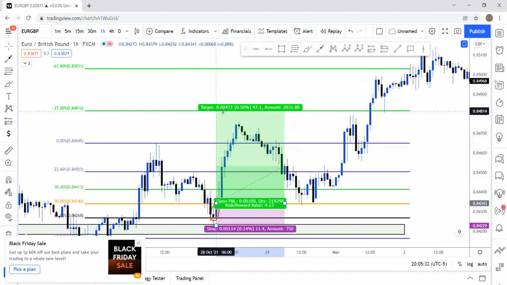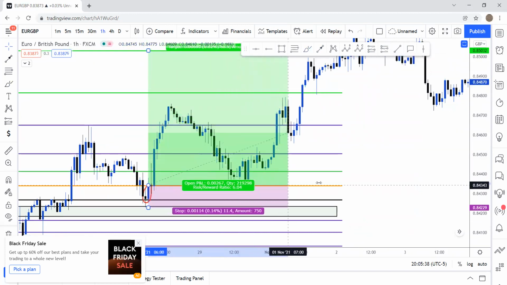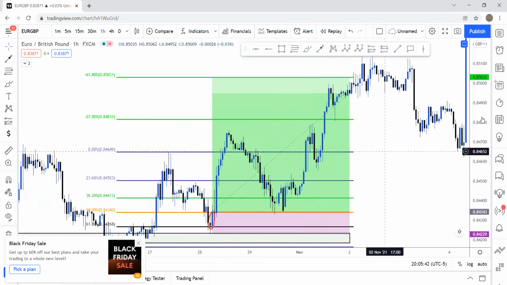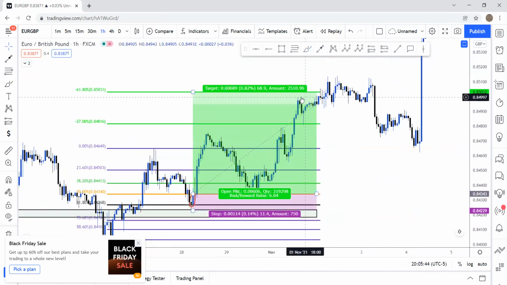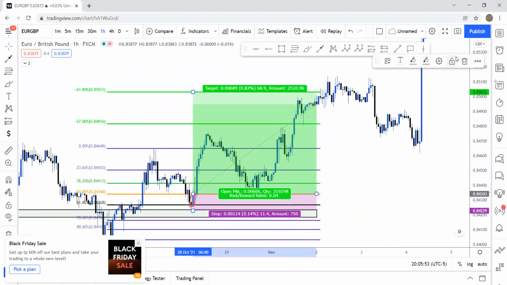Target two is going to be the -27. Target three is going to be the -618. As we can see, price hit target one and came back to entry. But once again, price ended up doing what it was supposed to do and hit your target of 60. This is 69 pips. So that's how you can use the Fibonacci, guys.